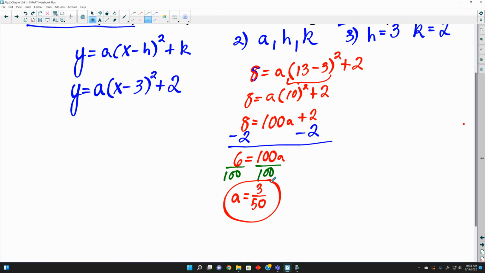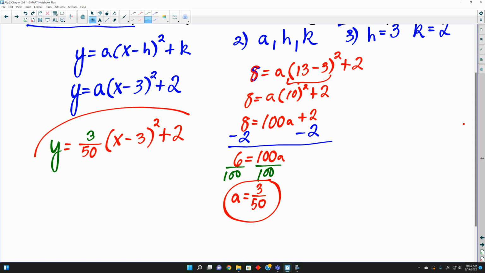So would that be for 25? Yep. With plugging a's value in, we'd have y equals, a is 3 over 50 times (x minus 3) squared plus 2. And that's it. And that's all we have to do on this here.